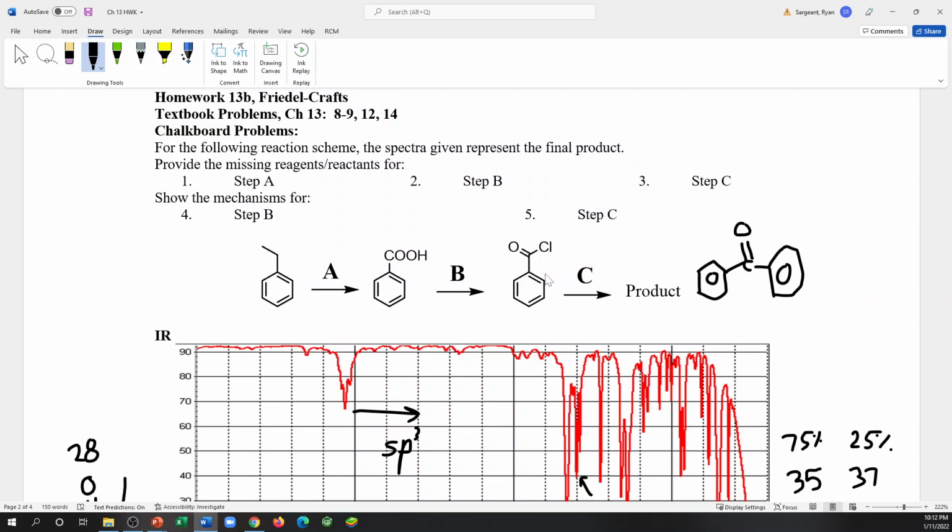All right, so what reagents would I need in order to turn this acyl chloride into benzophenone? Well, I need a benzene ring and I need a catalyst. So that's a benzene ring. If it doesn't look like one, you'll take my word for it. And then the catalyst for these reactions is AlCl3.